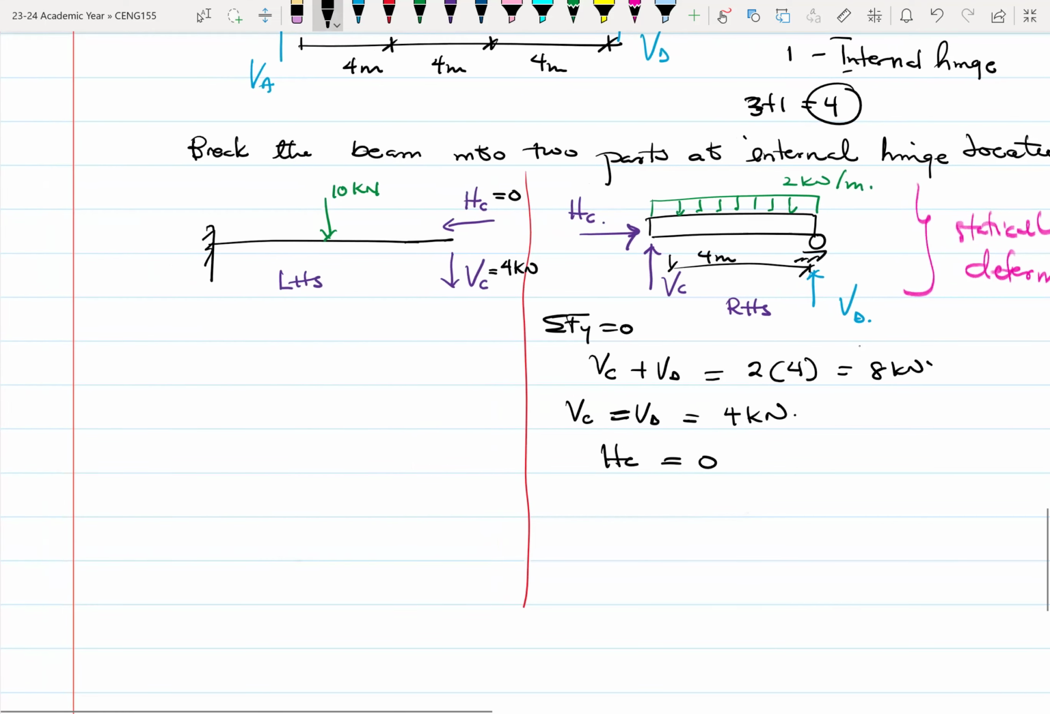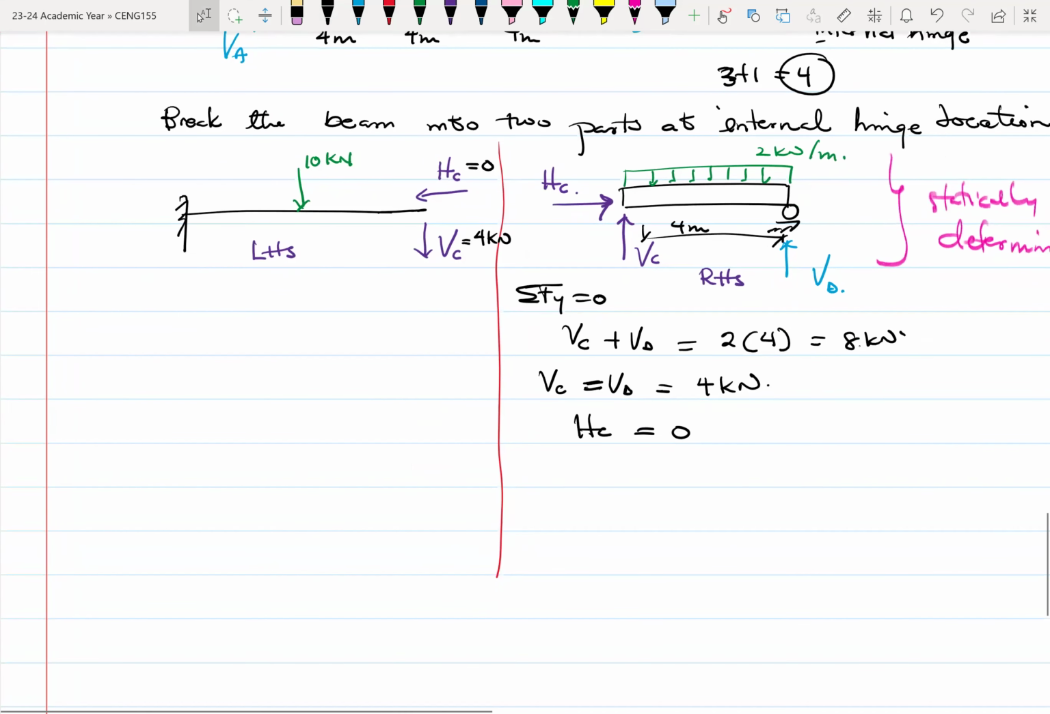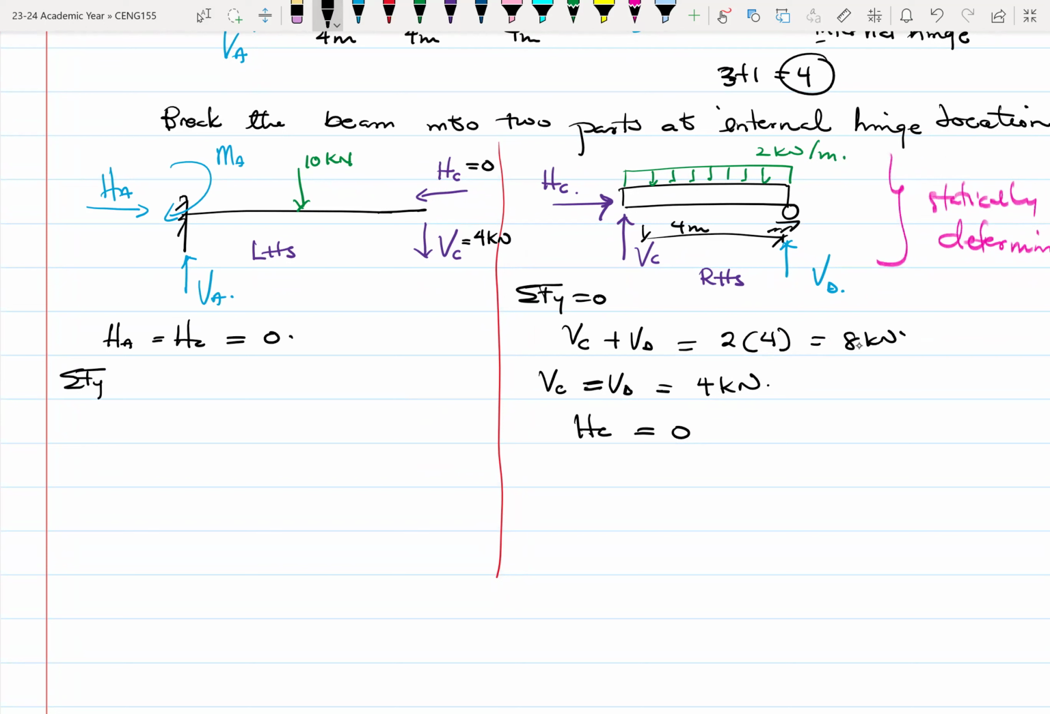All right. So with that, we can come and solve the left-hand side. We have this as our known reactions. So HA, MA, and then VA. So at least HA is equal to HC, and that will give us 0. All right. Then when you're summing vertical forces to be equal to 0, we have VA upward minus 10 minus VC equals 0. So VA will be equal to 10 plus 4, and that'll give us 14 kilonewtons for VA.